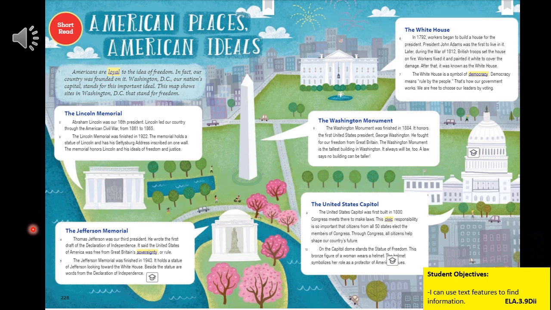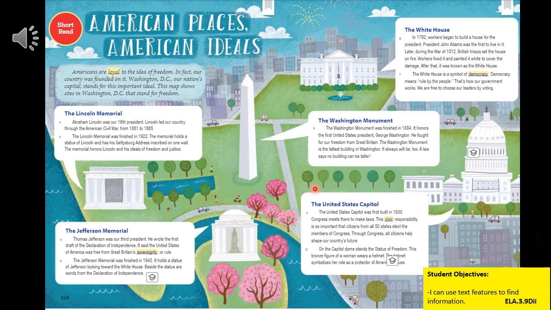The Jefferson Memorial. Thomas Jefferson was our third president. He wrote the first draft of the Declaration of Independence. It said the United States of America was free from Great Britain's sovereignty or rule. The Jefferson Memorial was finished in 1943. It holds a statue of Jefferson looking toward the White House. Beside the statue are words from the Declaration of Independence.